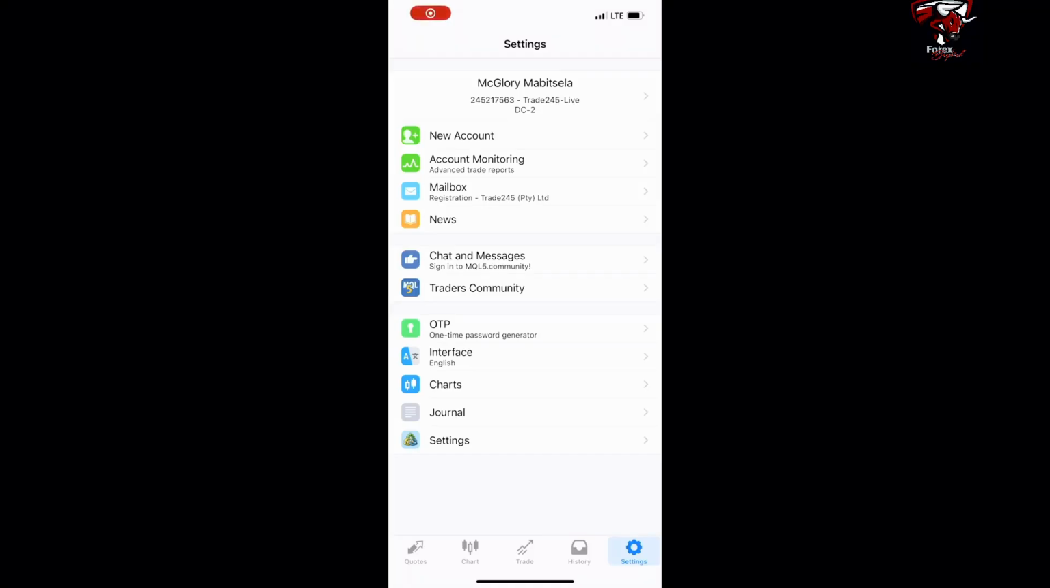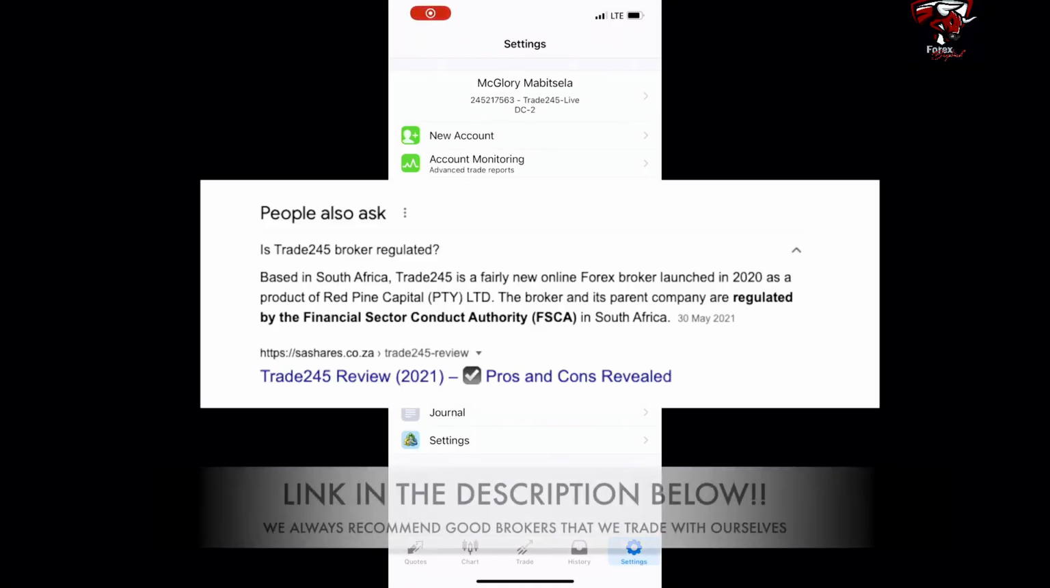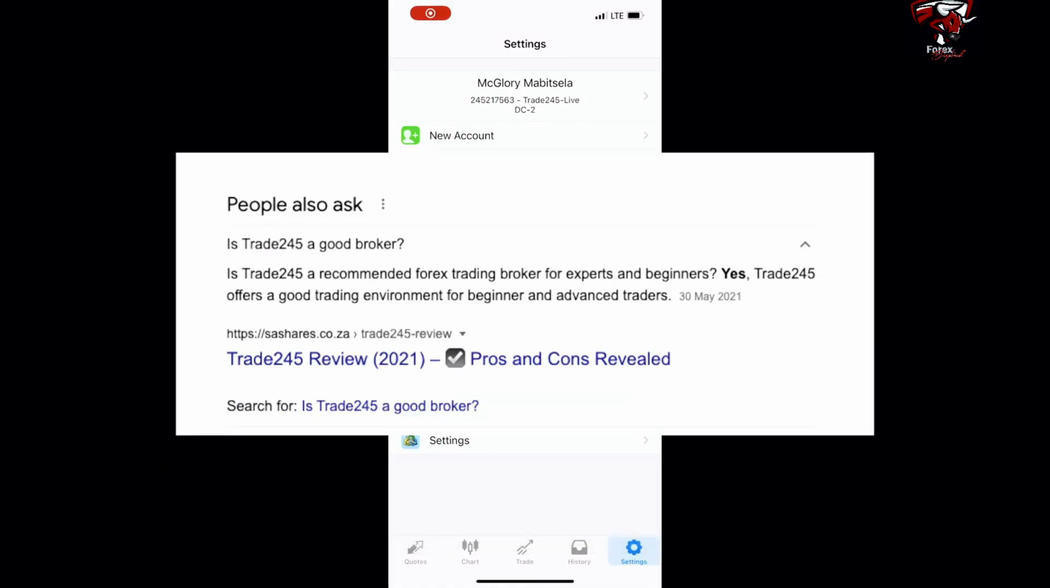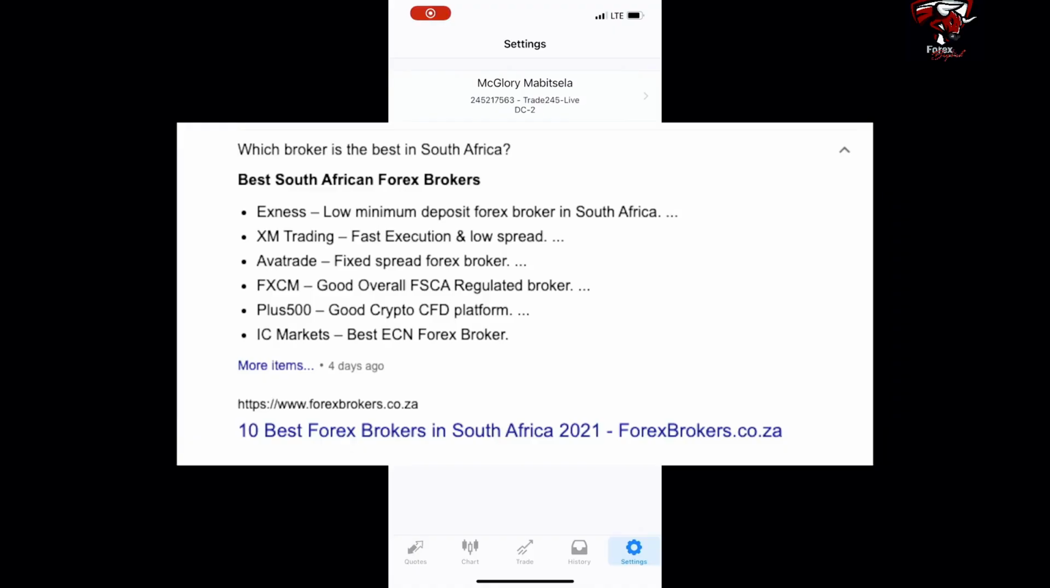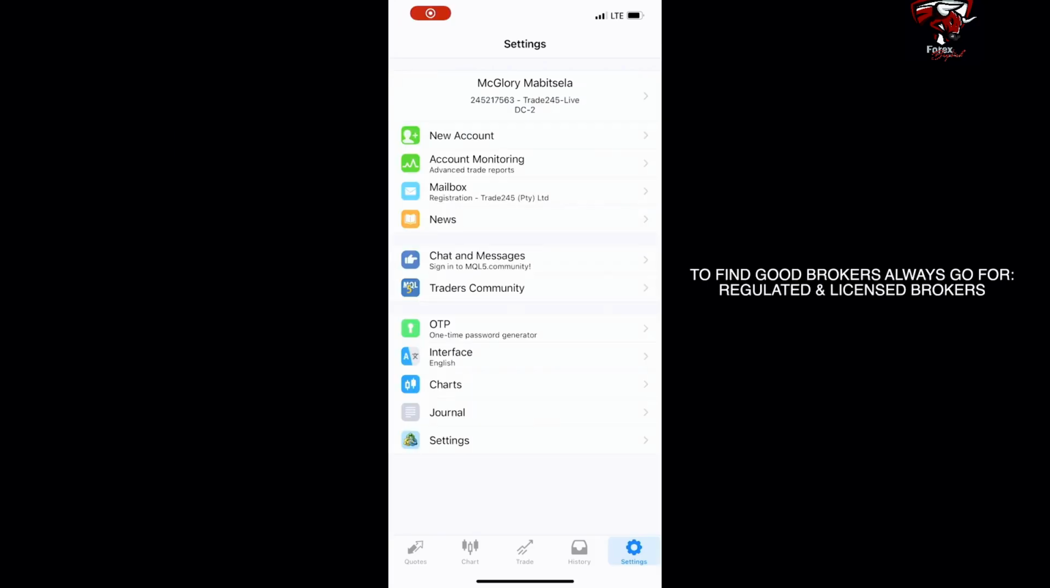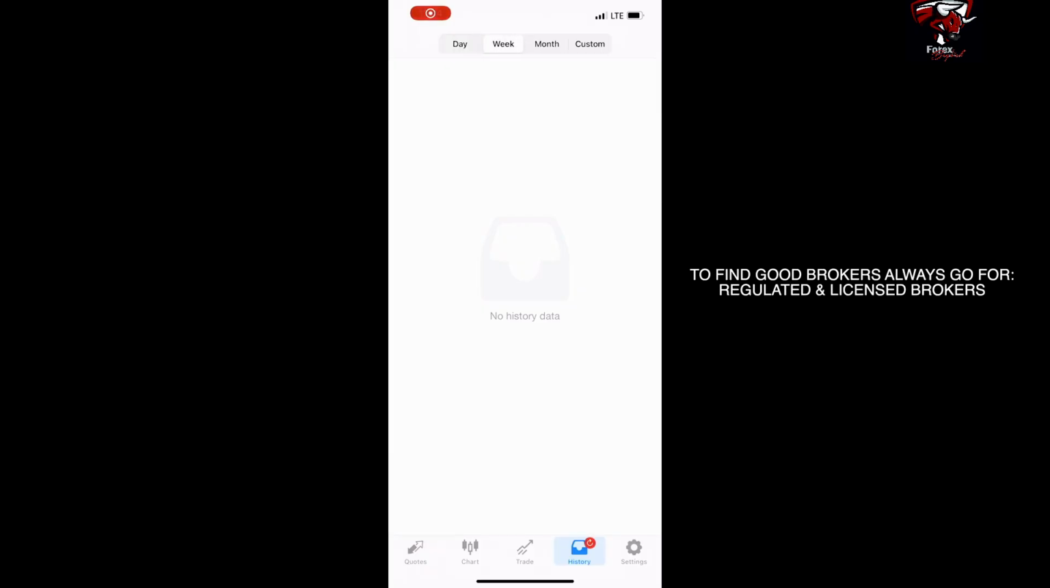I opened this account on Sunday, which was the 29th of August. The broker I'm using currently is Trade 245 and it's FSCA regulated in South Africa, and currently it's also a licensed broker, so it's trustworthy. I would recommend it for SA citizens, and if you're from outside of South Africa, you can use any broker of your choice. However, from our own experience, we do also recommend Exness as an international broker because it's licensed and also regulated. Make sure, guys, every time you look for brokers, always look for these two things: whether it is licensed and also regulated.